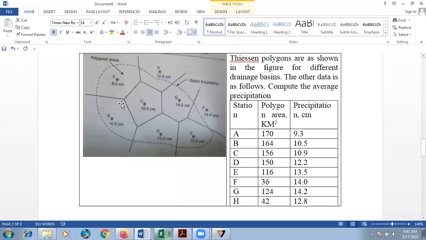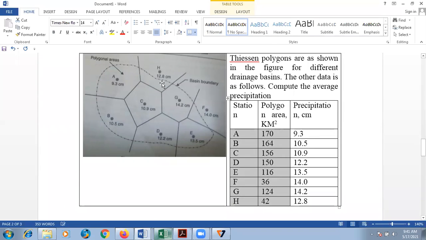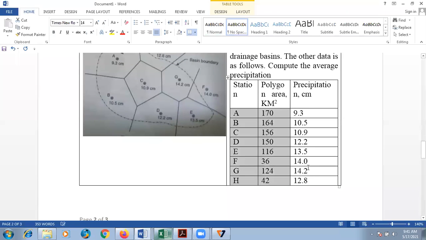And then polygons are also drawn. As a problem statement itself, the areas are also mentioned to you here. The areas are also given. The precipitation values you can directly take from each of these locations. 9.3 for A, 10.5 for B. Similarly for F, you can take 14.0. So likewise, you can take the values accordingly.